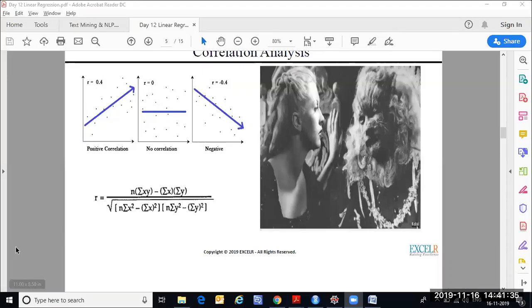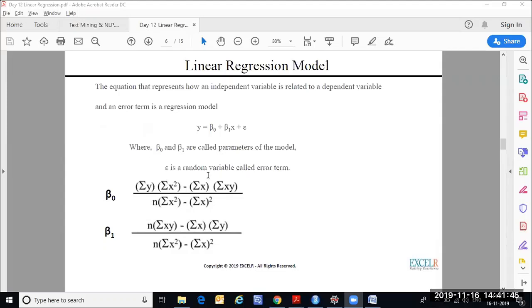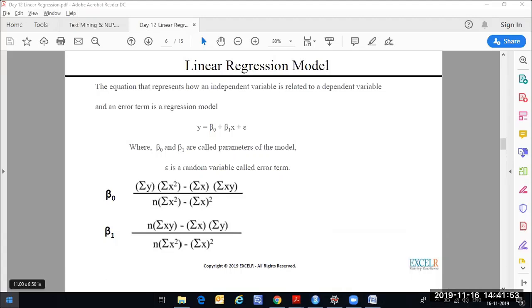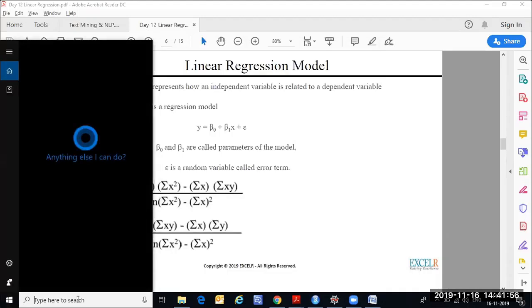Sorry about that. Okay, let's start with the first machine learning algorithm, which is linear regression. Even before getting into linear regression, let's try to recollect from our academics.